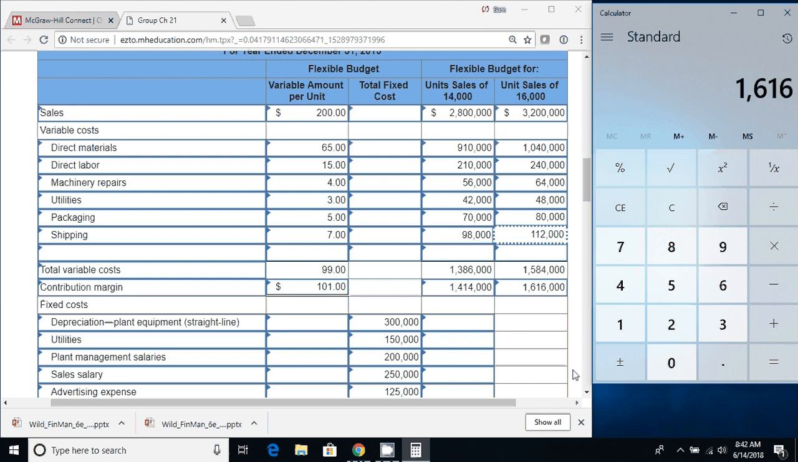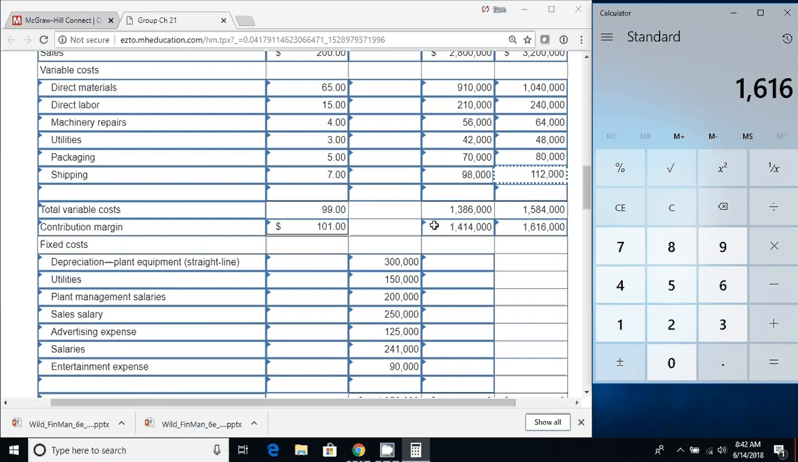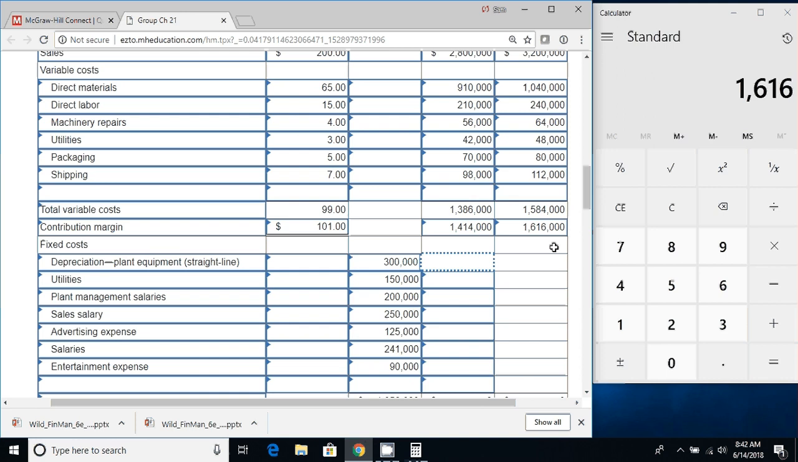Now we get down here to the fixed cost. Well, what's it going to be? Are we within the relevant range? Yeah. Isn't it going to be the same? Absolutely. 300,000. Whether we're doing 14 or 16, doesn't matter.